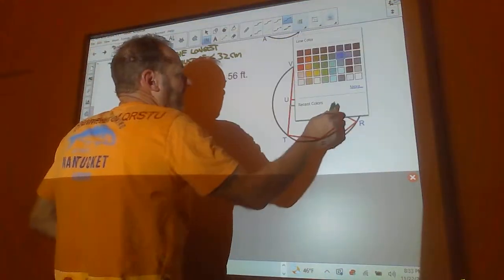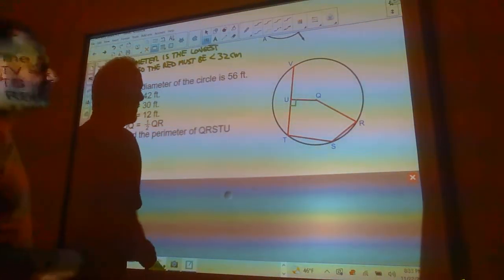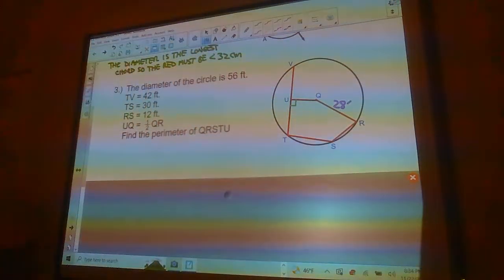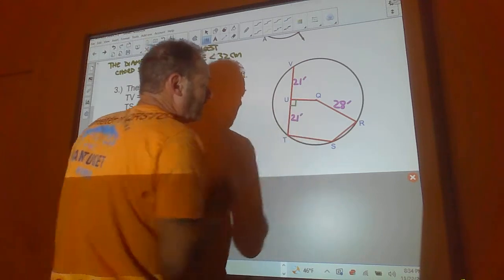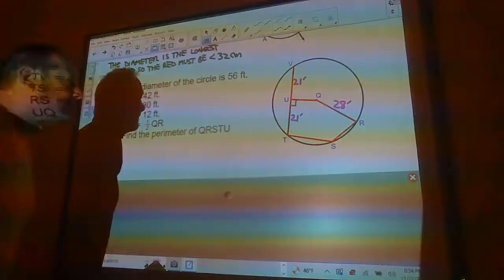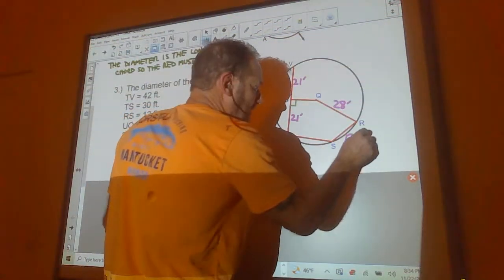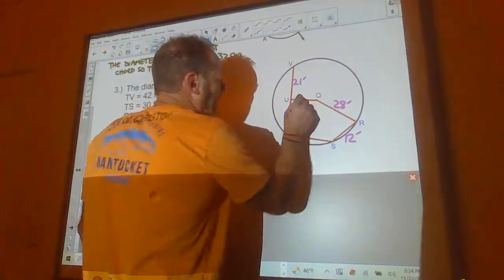Okay, so let's see. What do we know here? We know that the diameter is 56, which means the radius is half of that. So this is a radius, it's 28 feet. So we know that. Let's see. We know that TV is 42 feet, which means that this is 21 feet, and this is also 21 feet because that's a perpendicular, so it bisects that. We know that RS is 12 feet. That's just given to us over here. Okay, we know that UQ is half of QR. Okay, so QR is 28, so that means this is 14.